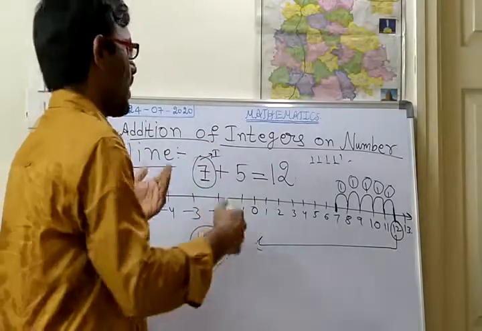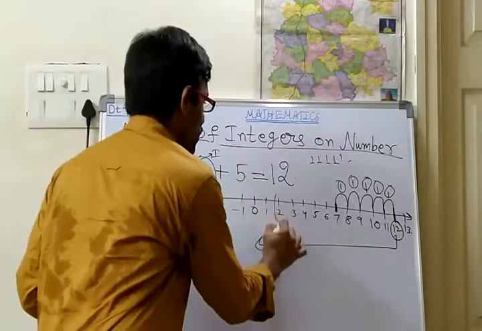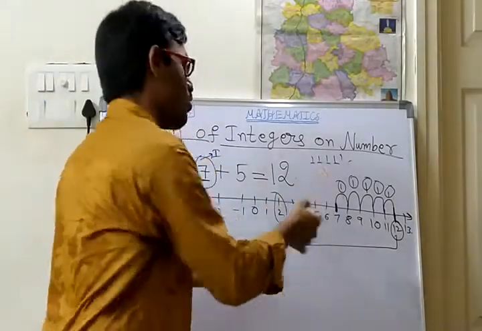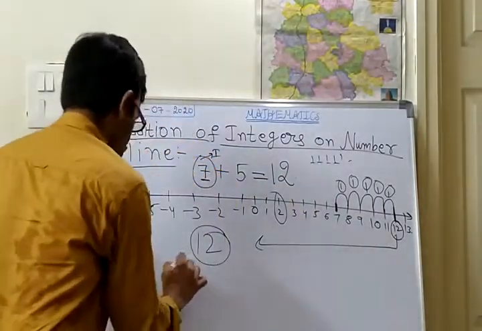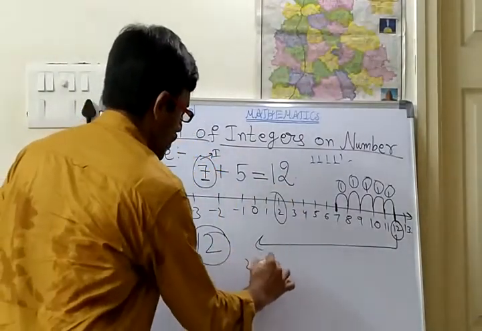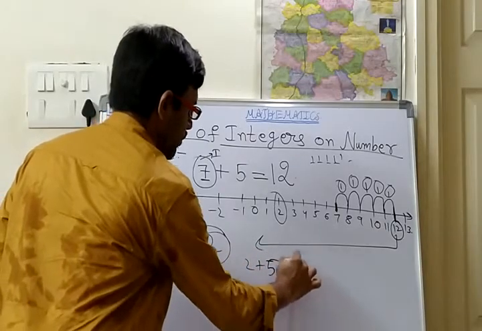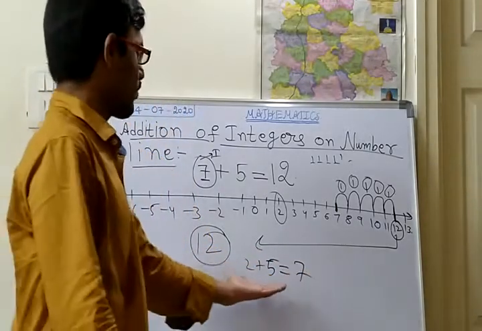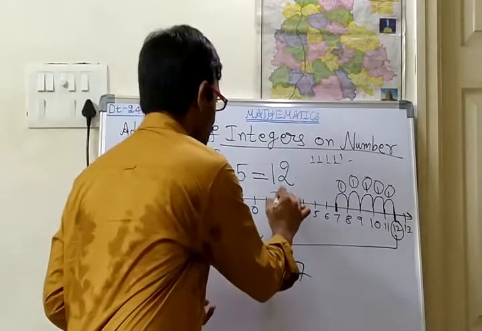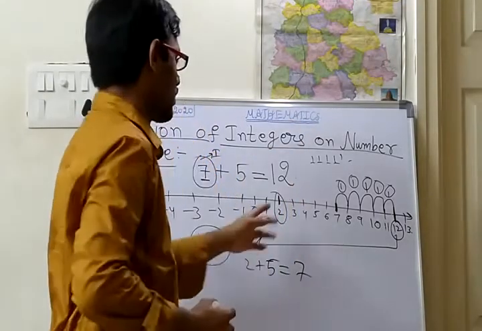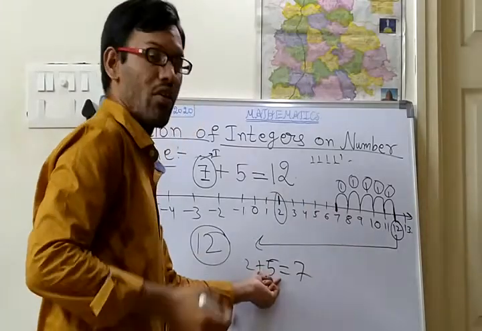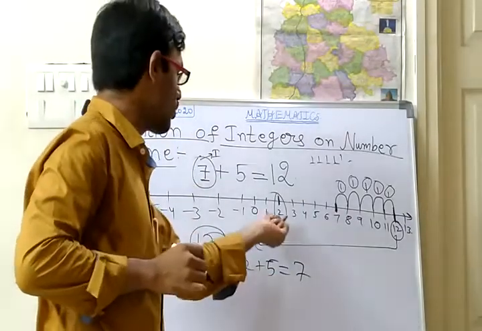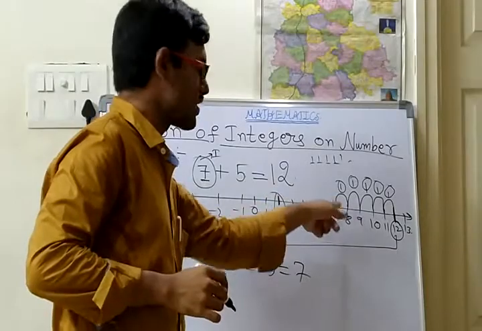You can take any number. Suppose 2, you can add 2 plus 5 also. Generally, what is 2 plus 5? 2 plus 5 is 7. So from the number 2 onwards, you should move forward. Here we are adding plus, so you should move 5 steps forward.